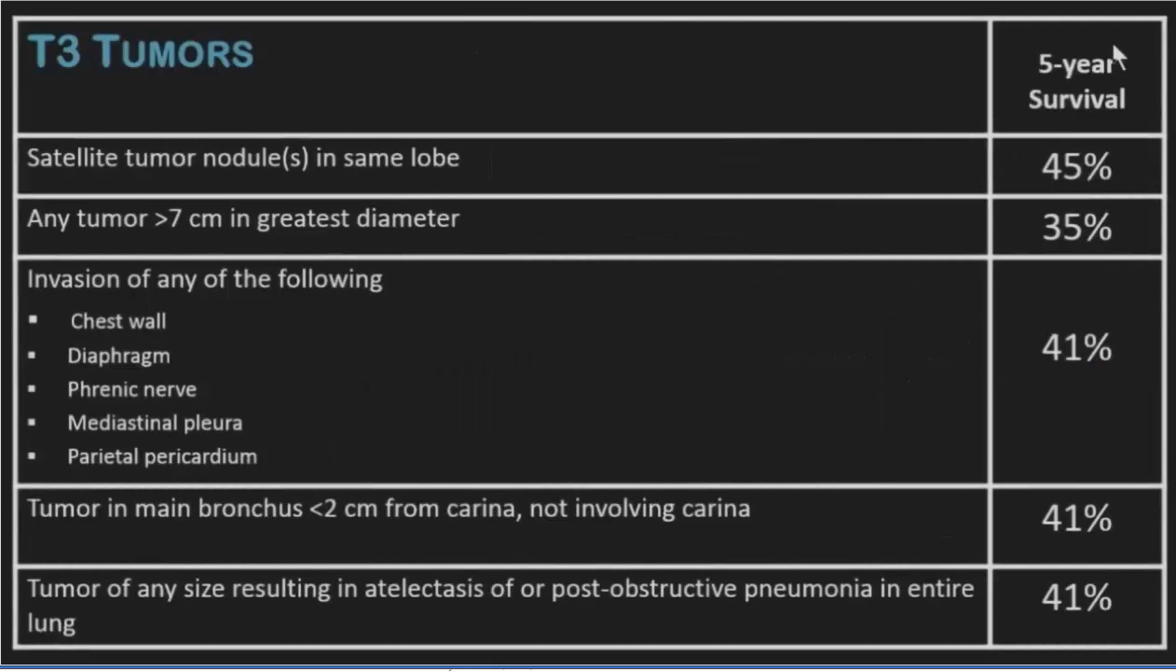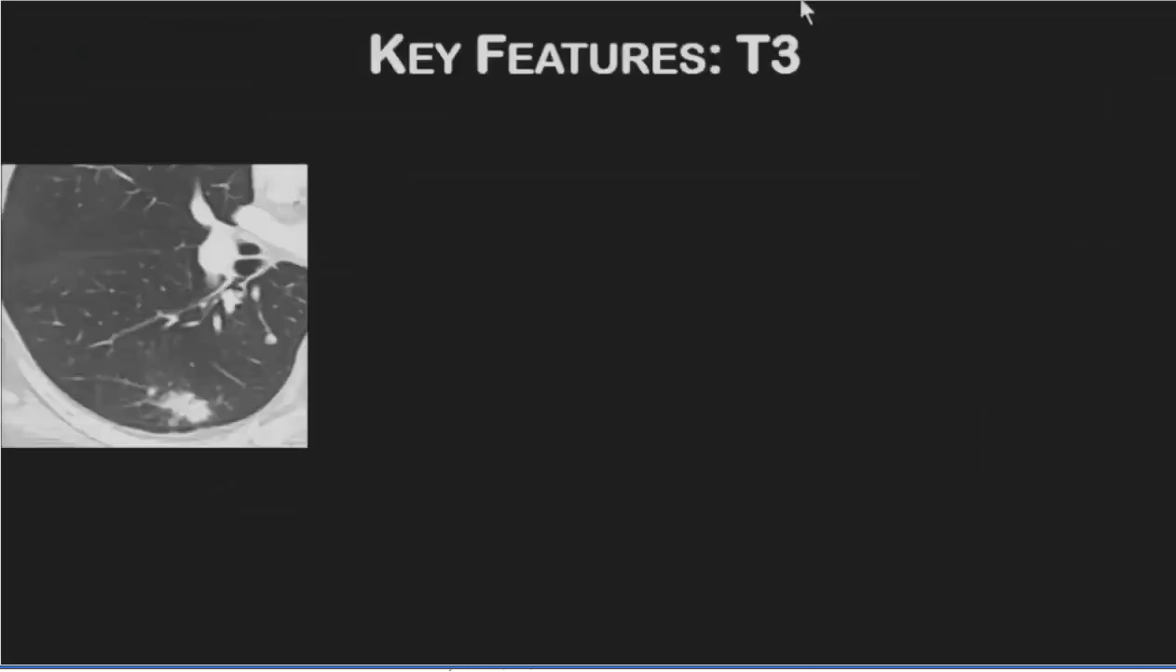Moving on to T3 tumors, these tumors measure greater than 7 centimeters in greatest dimension, and also they are characteristic of satellite tumor nodules located within the same lobe of the lung. Also, if you have tumor invasion of any of the following structures, such as the chest wall, diaphragm, phrenic nerve. And here we have several examples of T3 tumors.